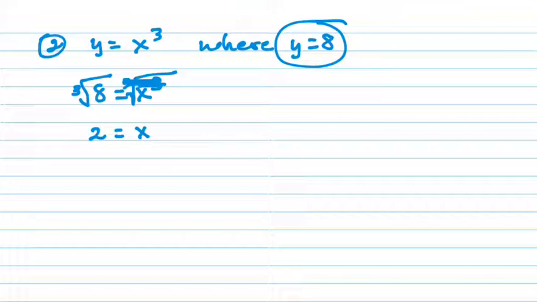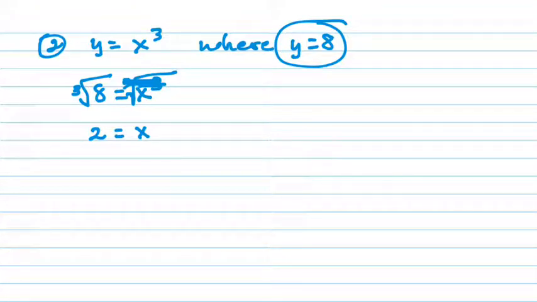So x in this case is 2. No pluses and minuses or anything like that. It's just plain old 2 when you take the cube root. That's a little different when you take the square root, right? If you take the square root, you get positive and negative 2.